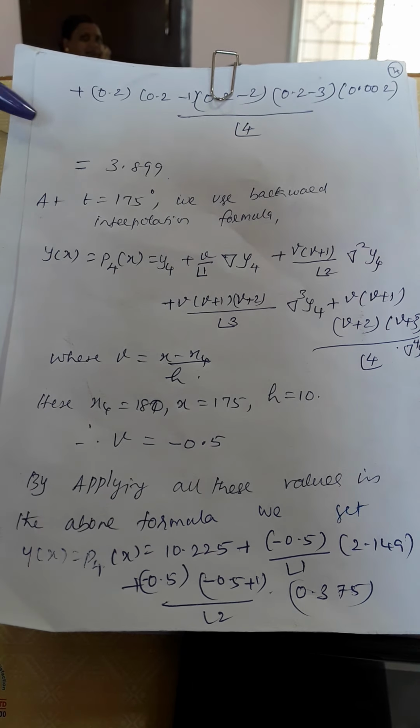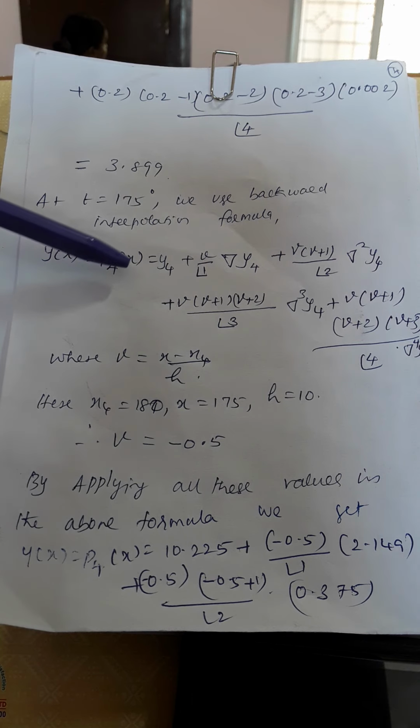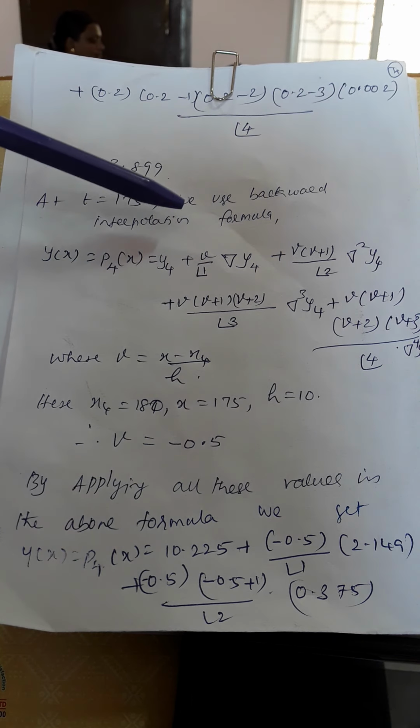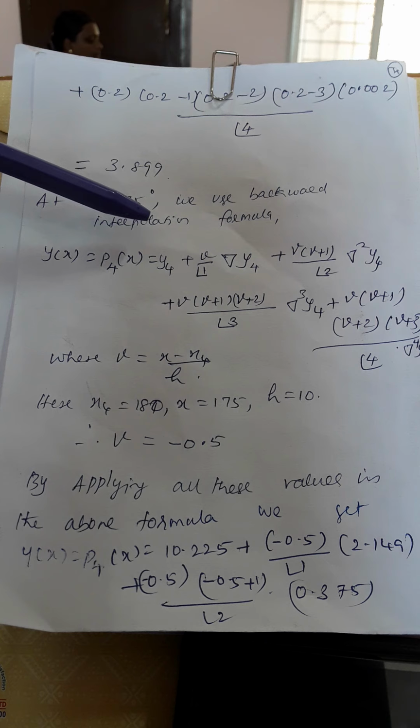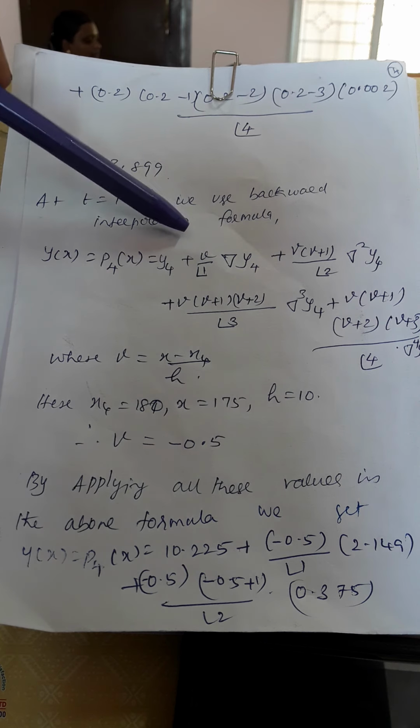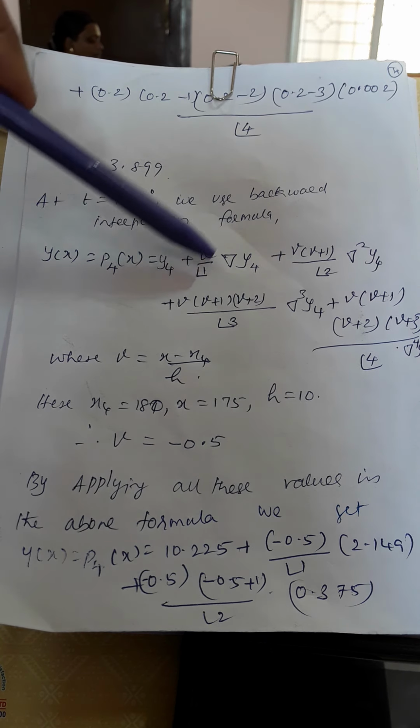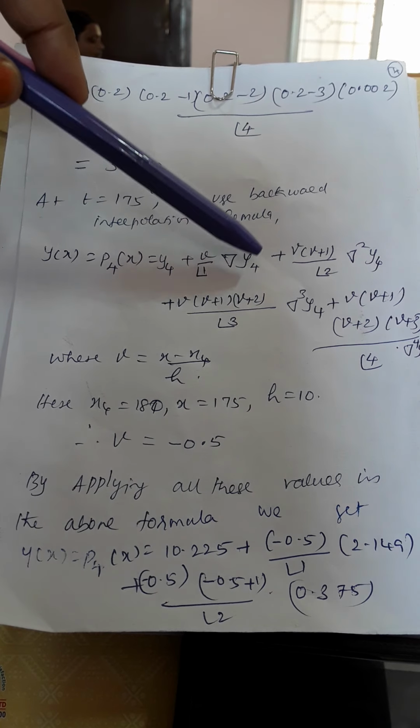Next, the other point we have to calculate is t equal to 175. So we use the backward interpolation formula for this one. The formula is thus: y of x is equal to p4 of x, which is equal to y4 plus v divided by 1 into del y4.